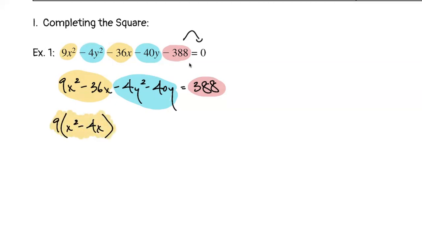What number should I factor out of the y terms, the blue ones? Just a 4. Let's be a little bit more specific. We do have a 4, a -4? Yeah, we're actually going to be factoring out a -4.